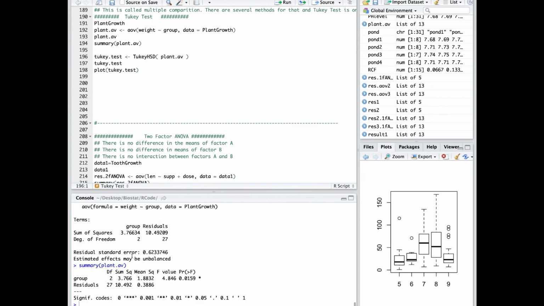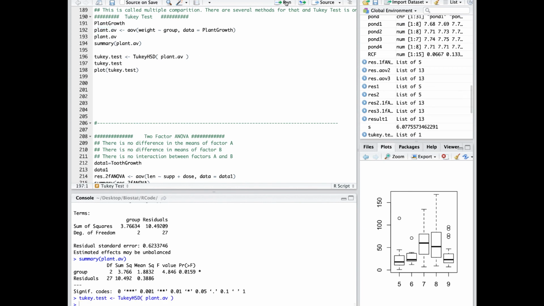I don't need the other things. Just a summary says that we reject the null hypothesis, right? So meaning that the mean of the control group and treatment 1 and treatment 2 group are not the same. But we want to know which one is different, right? That's why we use the Tukey test. So I gave a name tukey.test, but you can give any name there. So this is the function TukeyHSD, and then plant.av, you put that thing here. Okay, so let me run this.